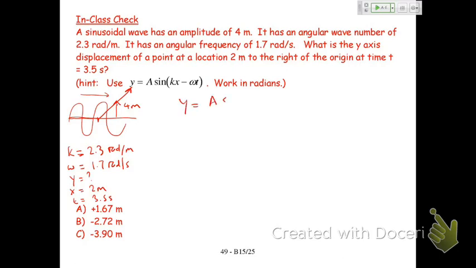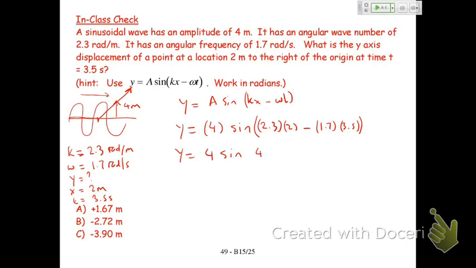So I say, well, y is equal to A sine of kx minus omega t. It's a simpler equation when you think about it. So this is going to be 4 times the sine of k, well, k is 2.3, and x in this case is 2 meters, minus, it's going to the right, so it's minus, omega, which is 1.7, times t, which is 3.5. Man, I picked some bad numbers for me. That's 4 sine. That's not so bad. That's 4.6 minus 1.7 times 3.5, which is 5.95. So y is equal to 4 sine of minus 1.35.